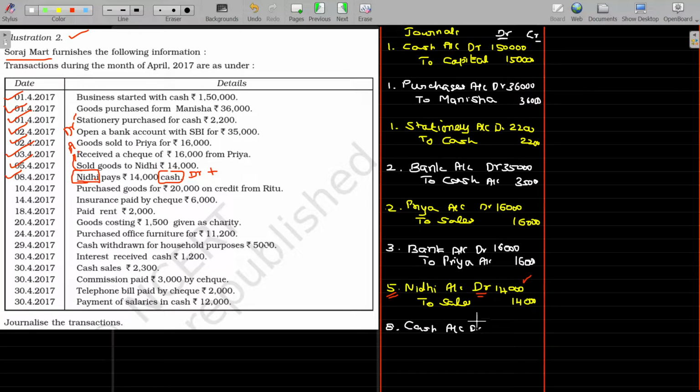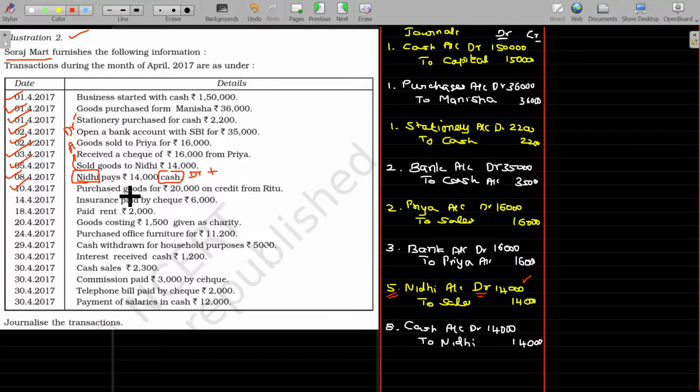Cash account debit, to Nidhi account, the value being 14,000 rupees. With that, this one is also over. Now, let's move on to the 10th one.